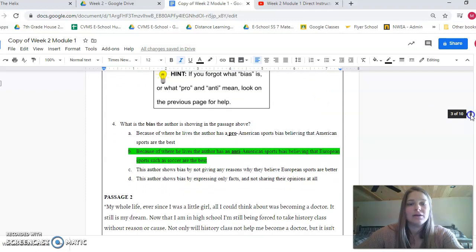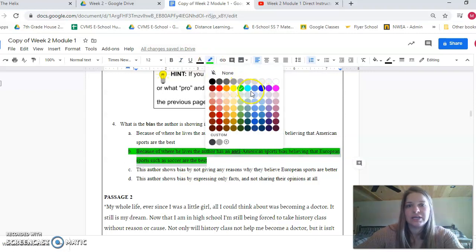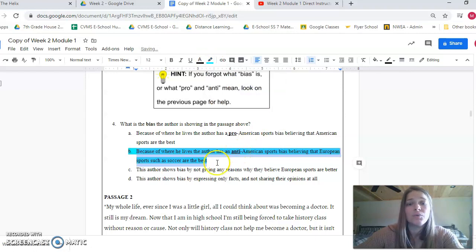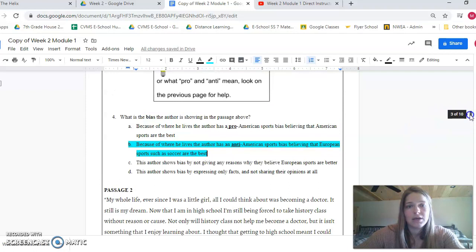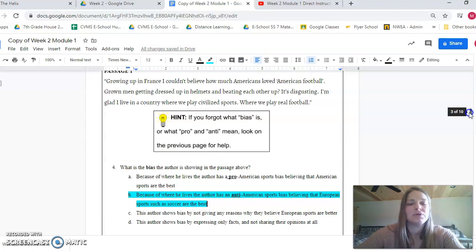B is obviously the answer because I've highlighted it here. Because of where he lives, the author has an anti-American sports bias, believing that European sports such as soccer are the best. Okay, so I've already highlighted it. All I did was I went up here to this, I just chose green and I highlighted it. You can choose any color you want. I just need to be able to see which one you chose. Okay, let's look at the other answers, even though I know it's B.